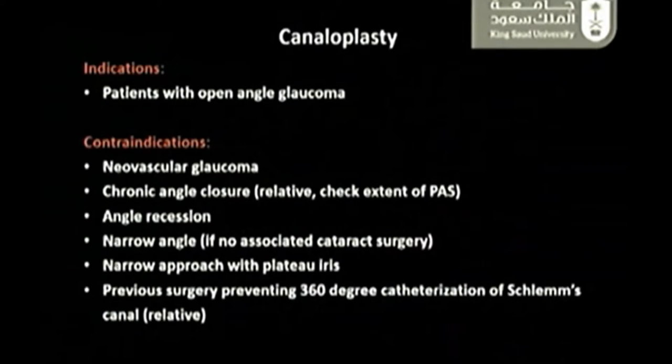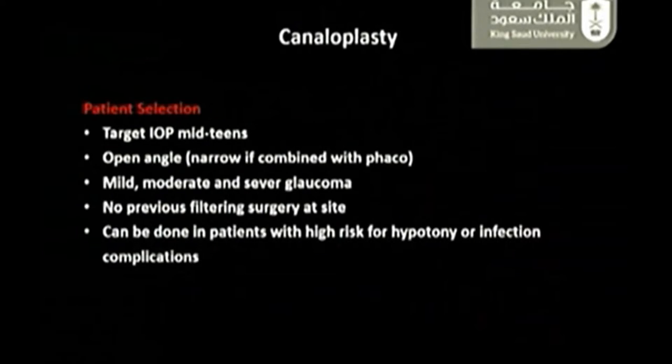with plateau iris. Previous surgery that would prevent 360-degree catheterization of the Schlemm canal is considered a relative contraindication. You can do it for patients who need a target IOP in the mid-teens with open angle. Narrow, if combined with phaco. Mild, moderate, and severe glaucoma can be candidates for canaloplasty as well, especially if you need the pressure again in the mid-teens. It can be done in patients with high risk for hypotony or infection or high risk for developing postoperative complications.